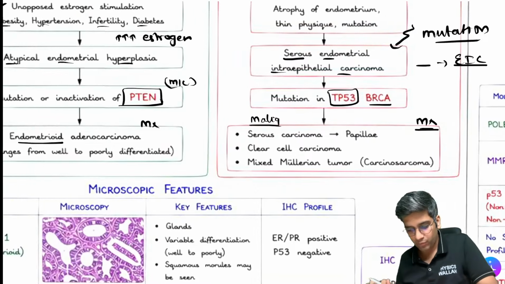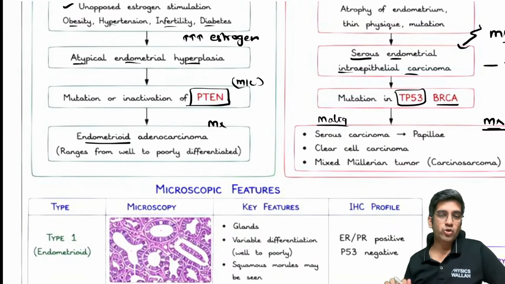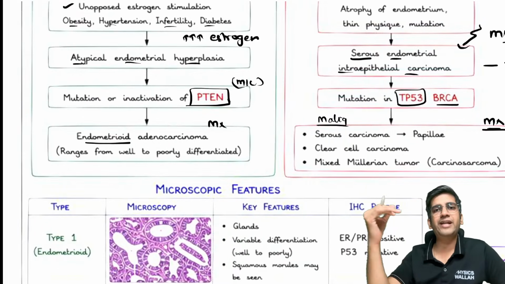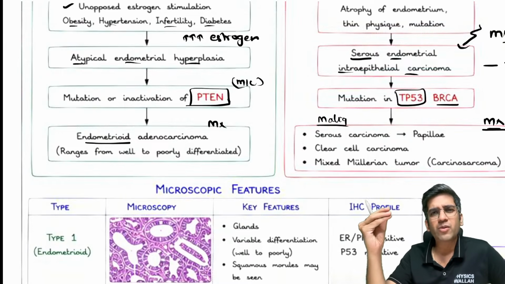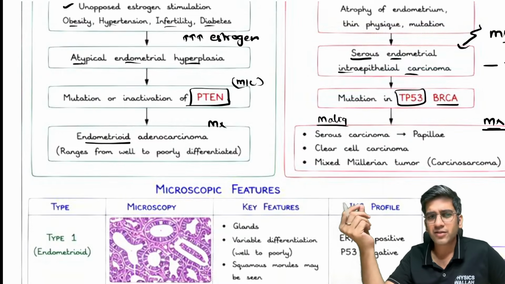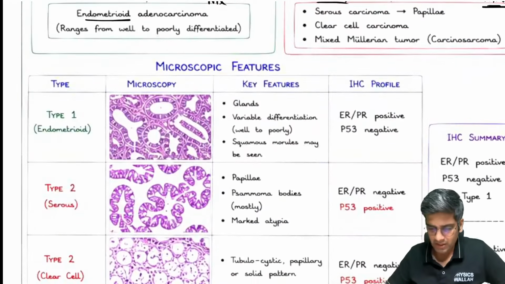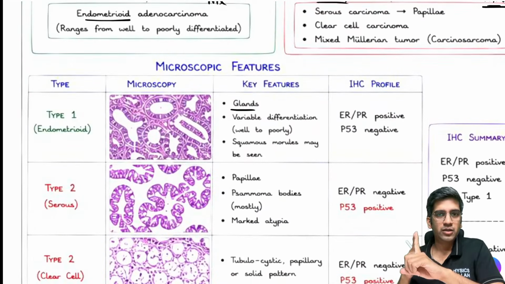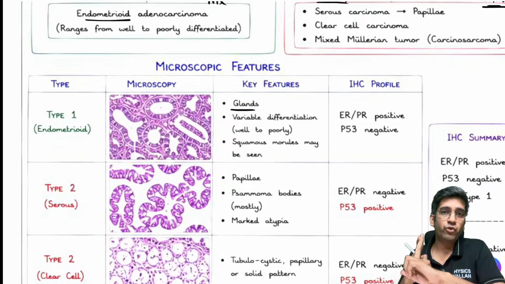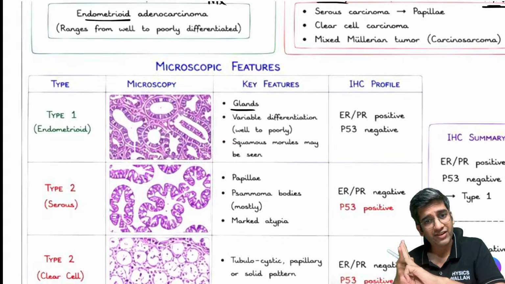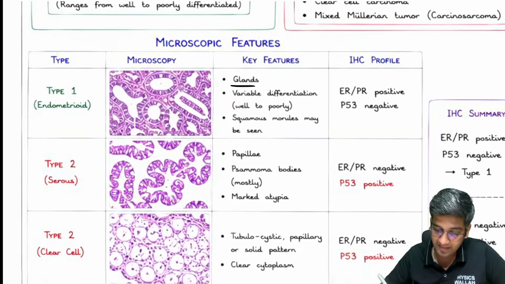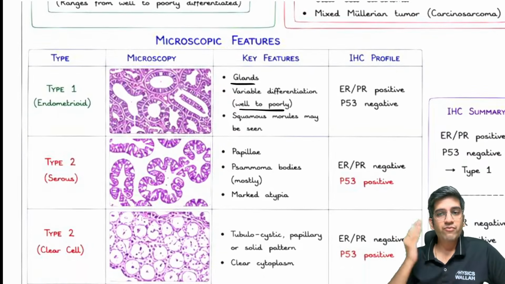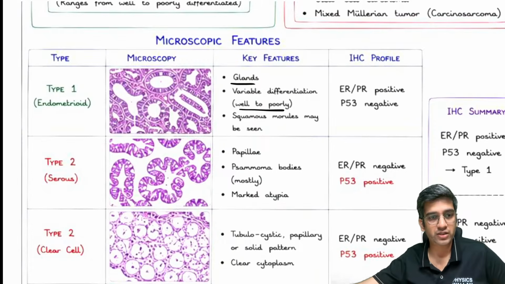Now let's look at type 1 microscopy first. Endometrioid adenocarcinoma. Endometrioid looks like endometrium, which means it is a simple normal adenocarcinoma. What's the pattern? Glandular pattern? Same. You'll have glandular pattern. You'll have your features of dysplasia. You'll have invasion, but invasion goes into the myometrium, right? And there are variable differentiation, like I said, from well differentiated to poorly differentiated.